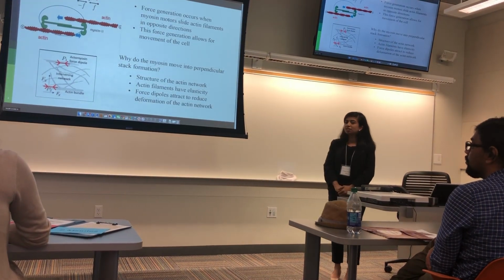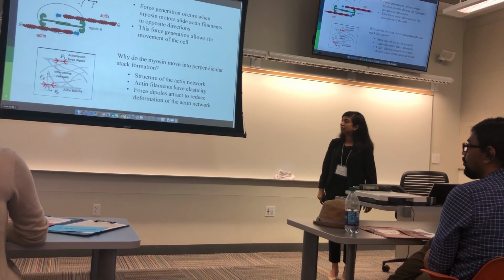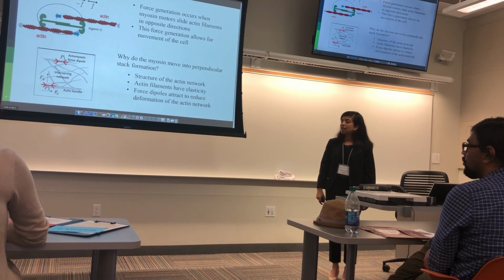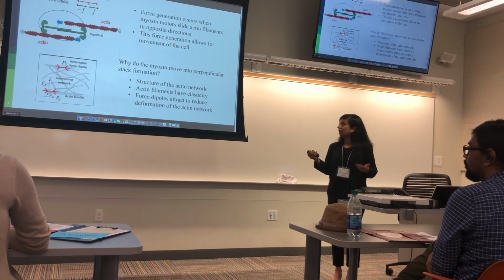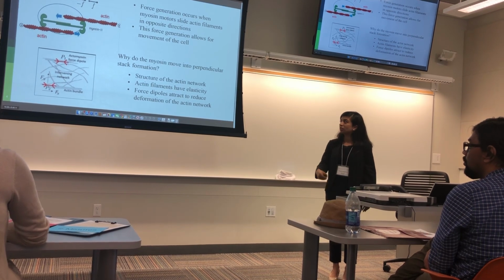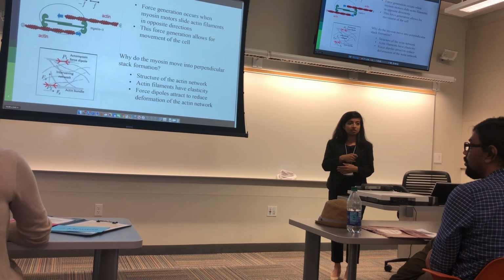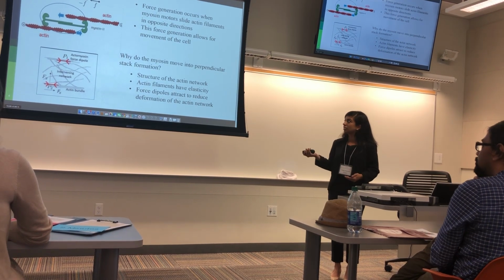So the question is, how does myosin produce this force? Well, myosin, as you can see in the cartoon image, is a double-headed motor, and it desires to walk towards the positive end of actin. When the heads walk towards the positive end of actin, they thereby slide actin filaments against each other in opposite directions. This produces a force which is necessary for movement.